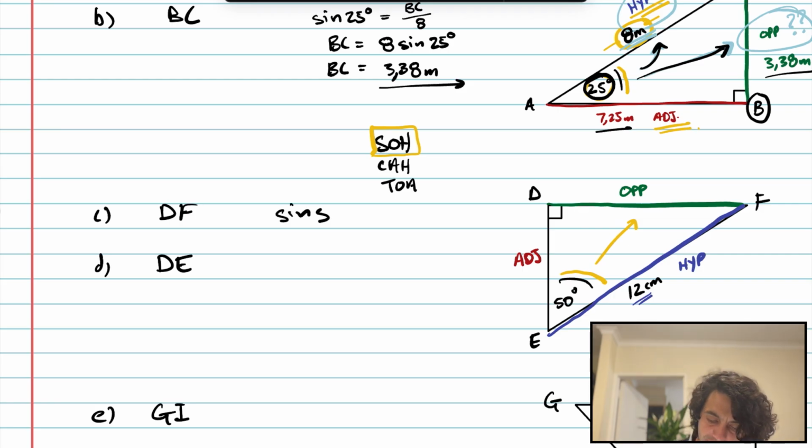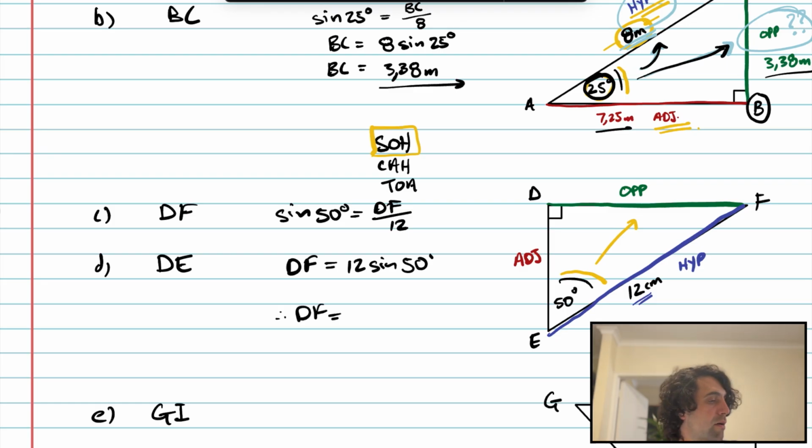Sine of 50 degrees is equal to the opposite over the hypotenuse. So DF is my opposite. My hypotenuse is 12. I'm going to multiply both sides by 12. Let's start with DF. All I'm doing is bringing this 12 over to the other side by multiplying: 12 sine 50. So therefore my DF, when you plug that into your calculator, I've just done the calculations beforehand, is 9,19.